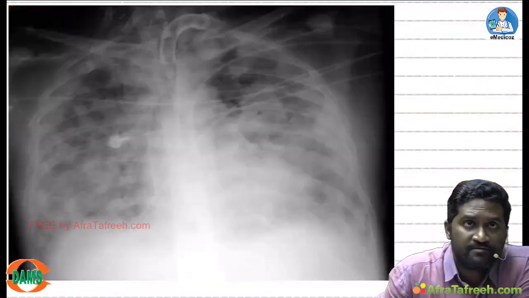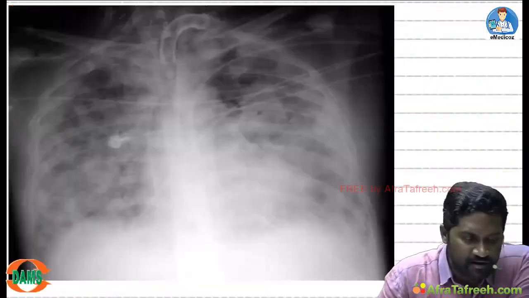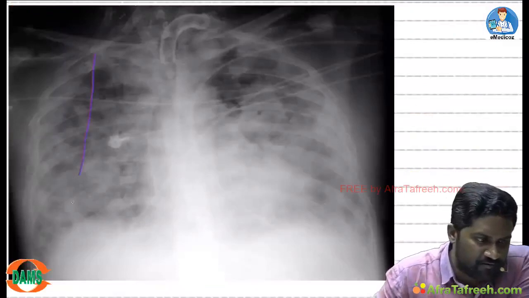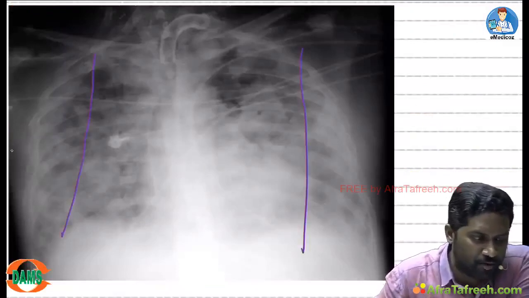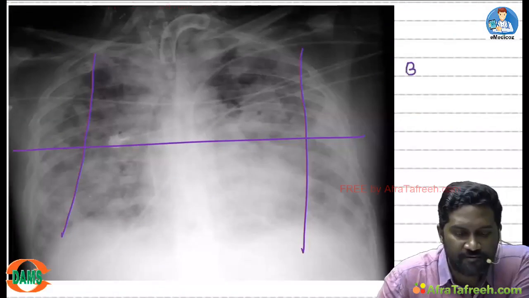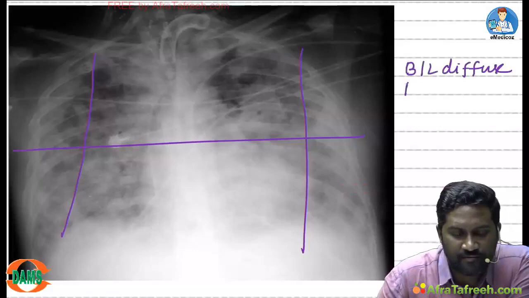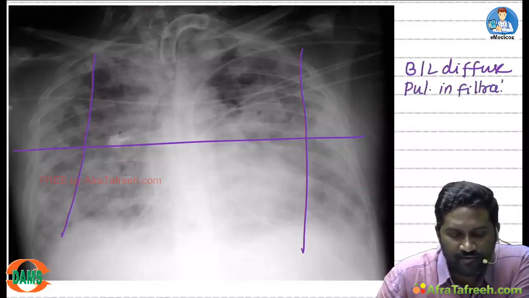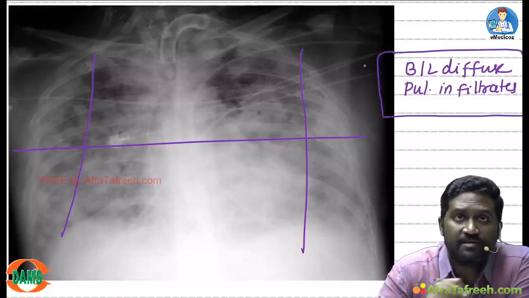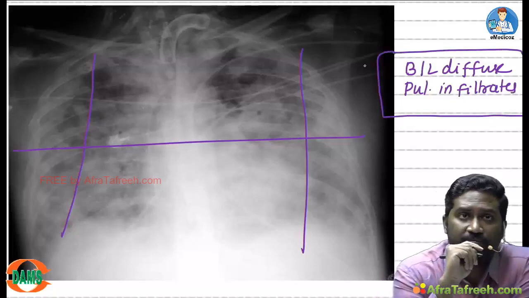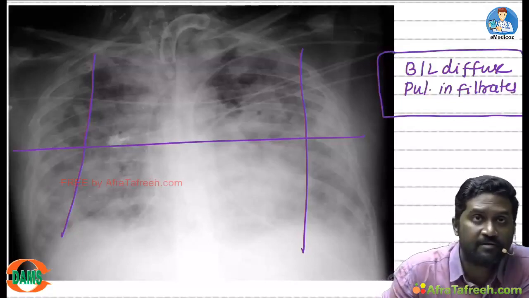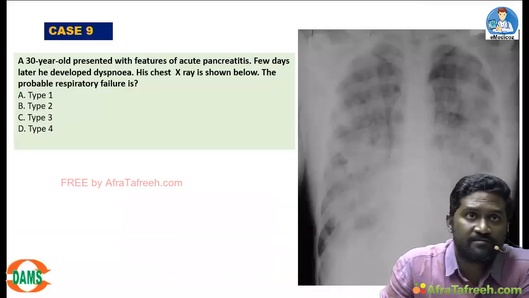This is how a chest X-ray in a patient with ARDS looks. You can notice bilateral, top to bottom, side to side, diffuse infiltrations. Bilateral, diffuse pulmonary infiltrates are seen. So this is the classical chest X-ray of a patient with ARDS. Let us see some cases.